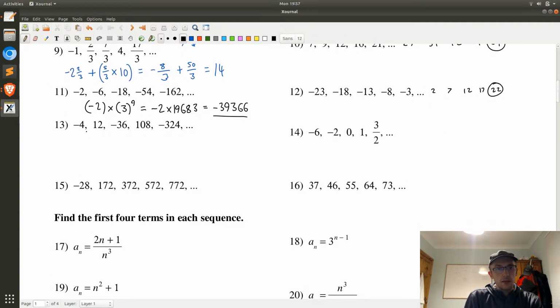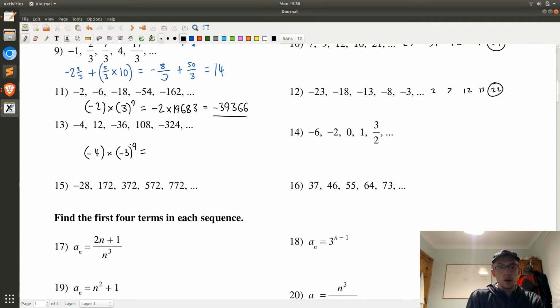And for here, what's going on? Well, it's alternating in plus and minus signs. But how do we get from one term to the next? Well, we seem to be timesing by 3 each time. So it's a times by 3 thing again. So I'll just do what I did up here. I'll multiply -4 by what? 3 to the 9? Multiply it by -3 to the 9, in fact.